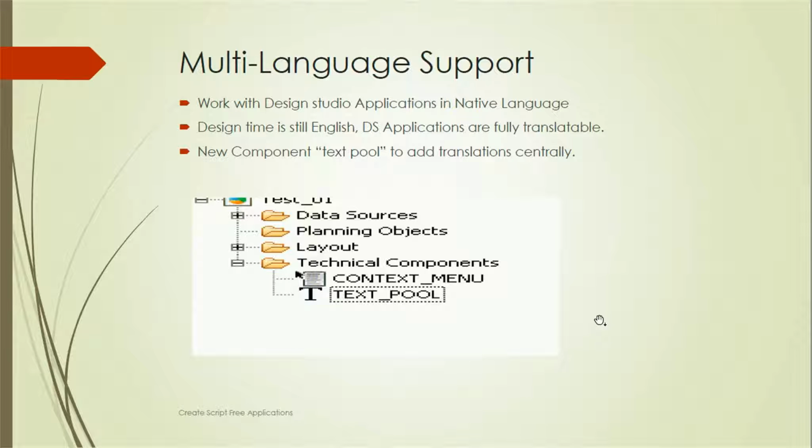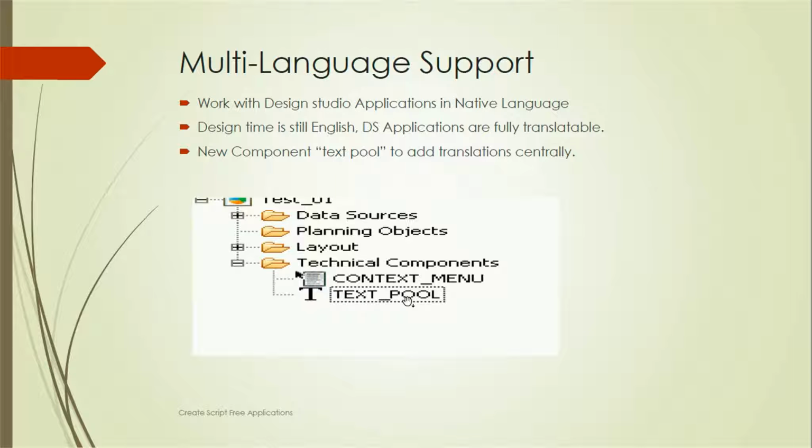Then multi-language support. This works within a design studio application in the native language. Suppose we are developing an application in English, and we want to convert that to some other language like German, or some Indian languages. We can do that. There is a technical component available, the text pool component, which will add the translations centrally within the application. So TEXT_POOL is one of the components that we can use to translate. We will see this in detail in a practical, how we can use this and how we can translate the contents to other languages.